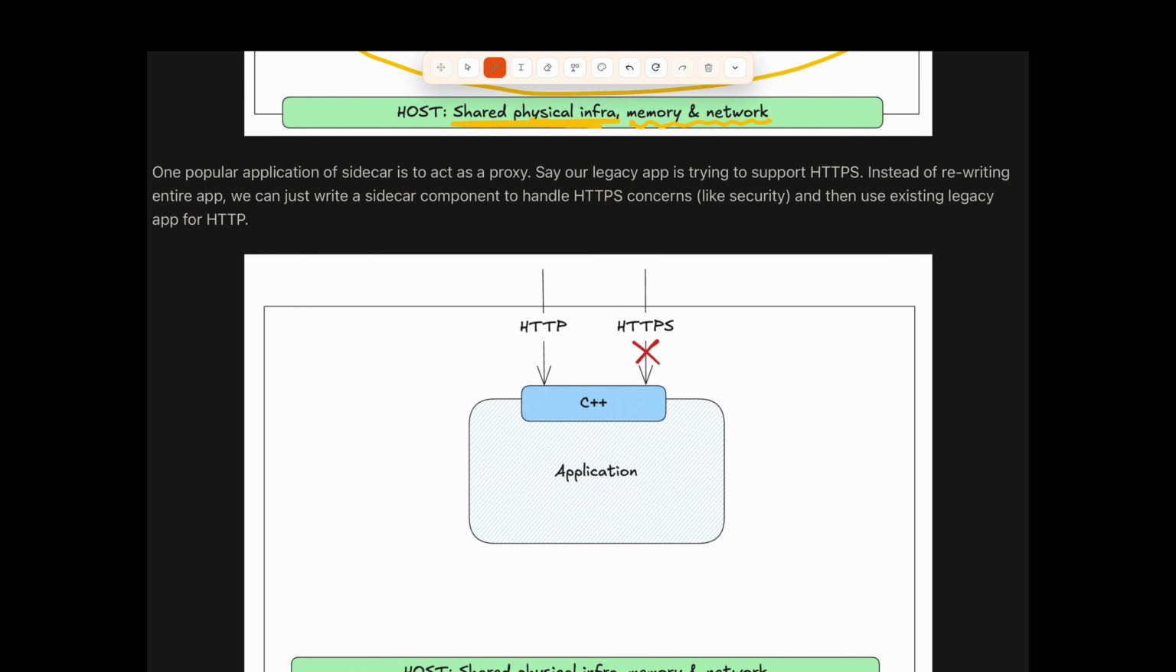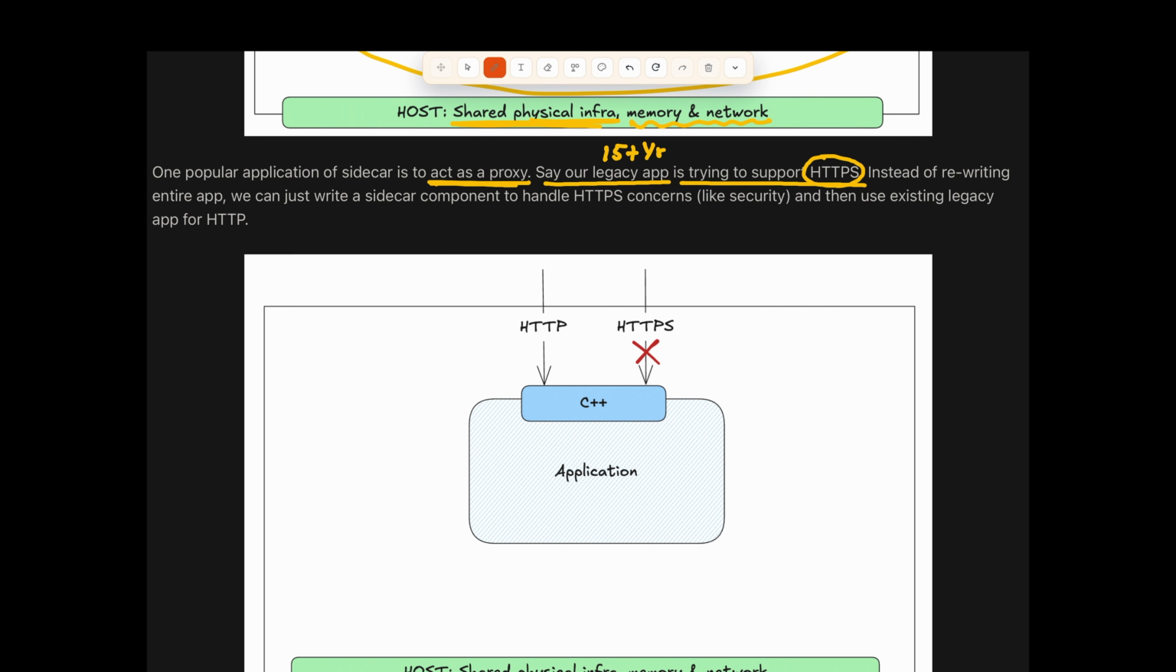Now, what is the popular application of a sidecar? The popular application of a sidecar is to act as a proxy. So let's say our legacy application, let's say this is over 15 years old application. So this is a legacy application. It might be a very large application, which is not so easy to migrate. And there are a lot of challenges as well. So this legacy application is trying to support HTTPS. Let's say at the time the application was developed, HTTP was the prominent protocol. And now it has been replaced by HTTPS company wide.